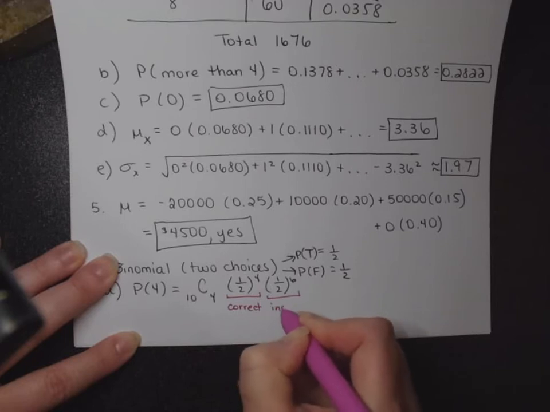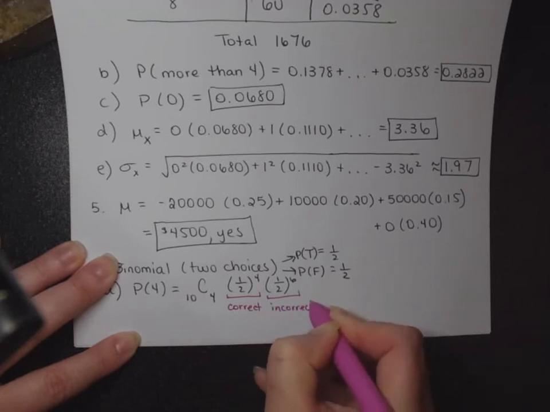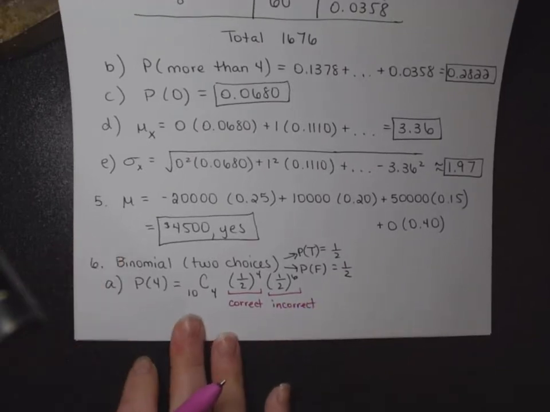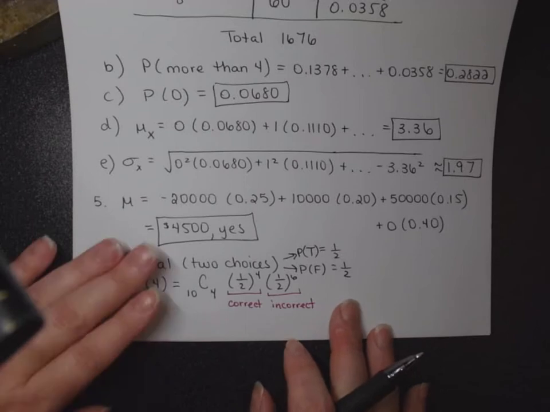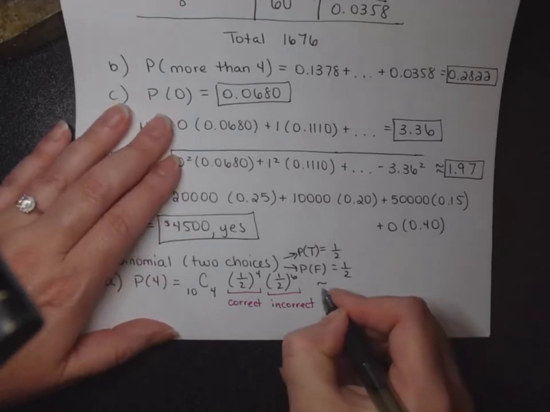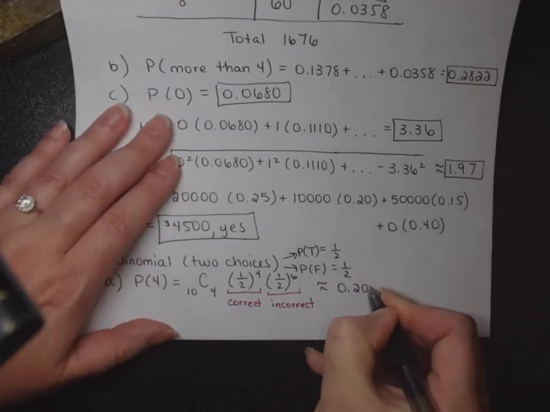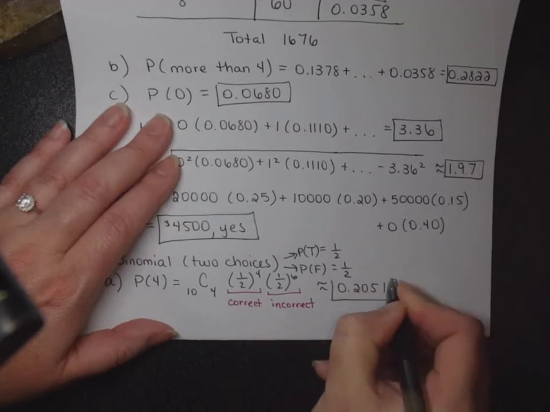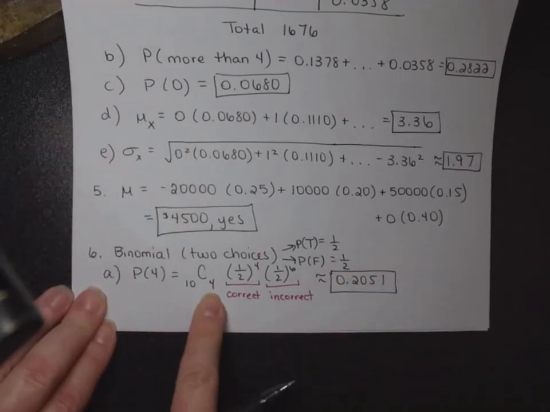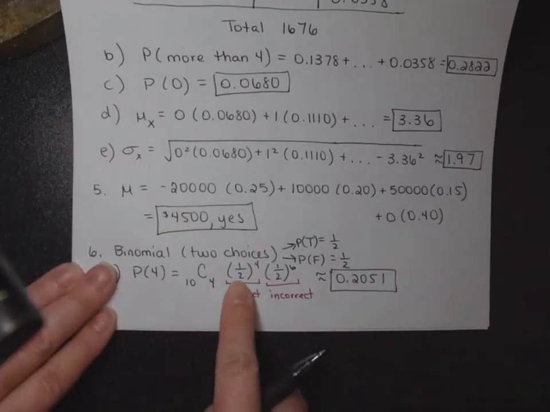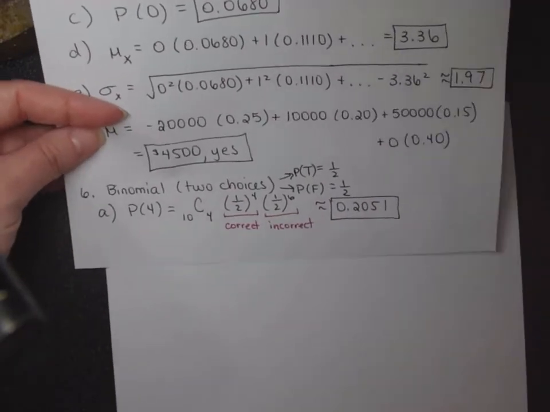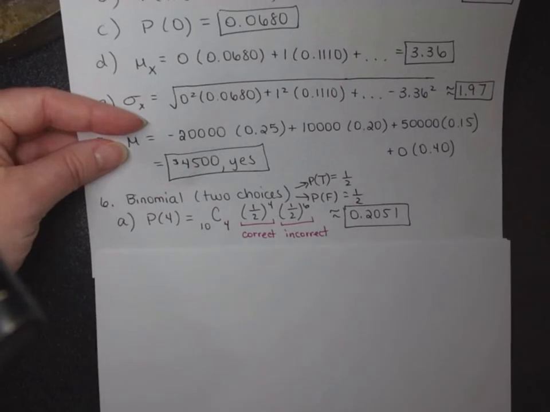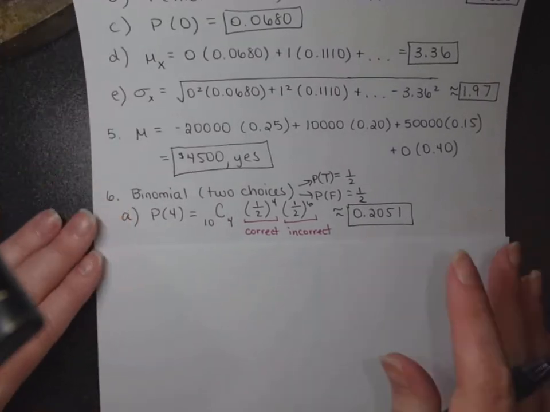This represents our incorrect choices, because it's implied, right, that if we get 4 correct, then we must have gotten 6 incorrect. Okay, and if you work that out on your calculator, you're definitely going to want to have your calculator front and center. You'll get what's on the key, which is 2051. So think of it this way. Out of 10, we're choosing 4, and 4 of them are correct, 6 of them are incorrect. Okay, so let's keep that up and look at a different one.